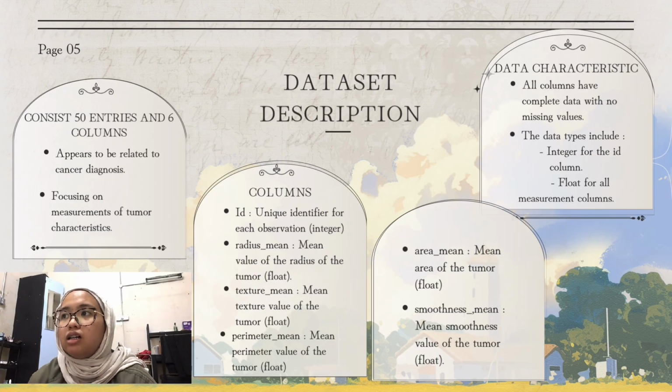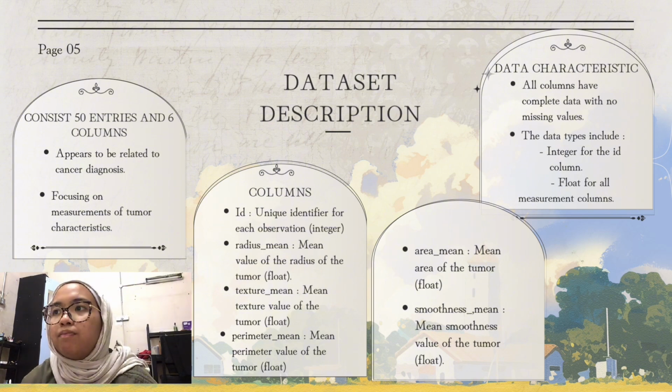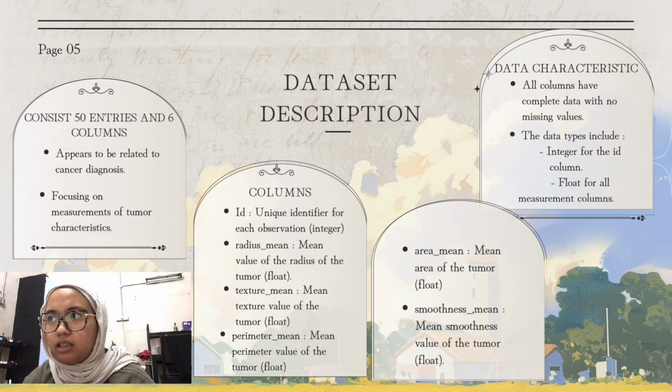So today I will introduce to you the dataset description of this cancer data. First of all, the dataset comprises detailed information about tumor characteristics, with each observation identified by a unique ID. So we have 6 columns, which means the first is ID, a unique integer identifier for each observation.